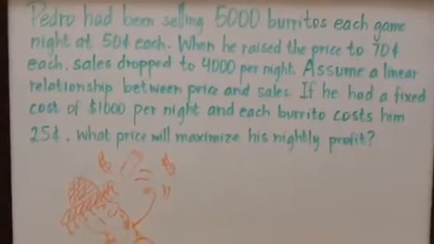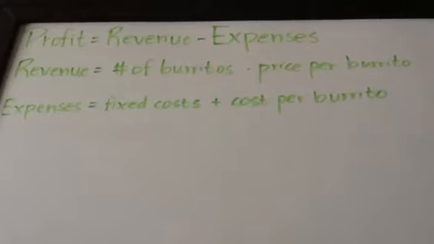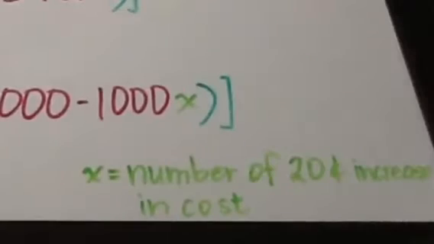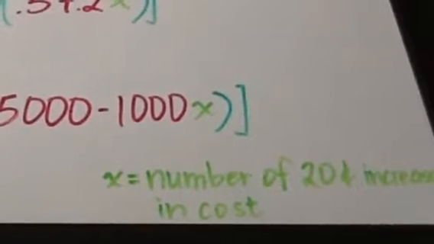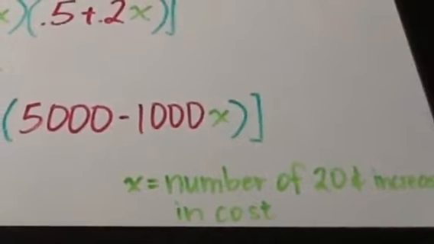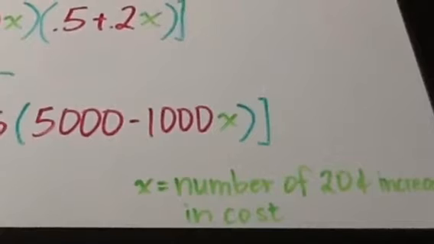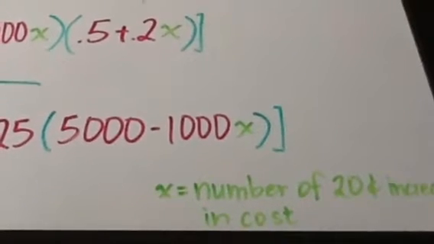So here's the problem. So let's recap. Profit is equal to revenue minus expenses. To find the maximum profit, we must first find the linear relationship between the price and sales. Let us first assume that x in our equation will represent the number of 20-cent increases in the cost. This will be expressed in the color green.